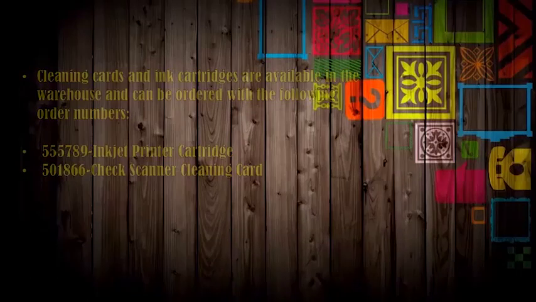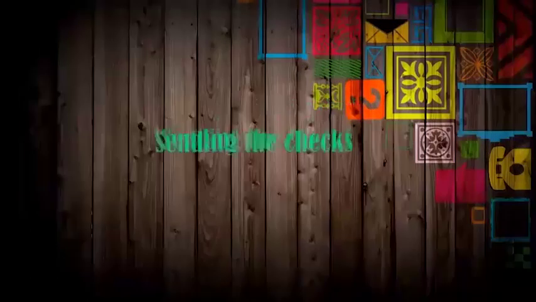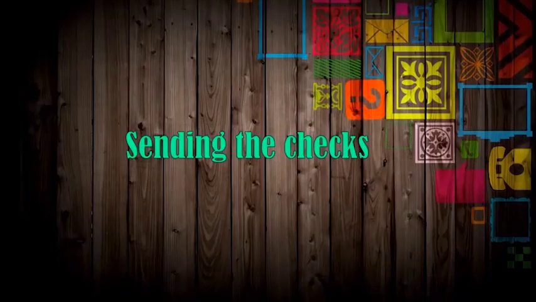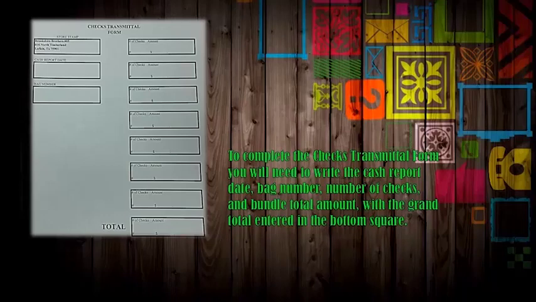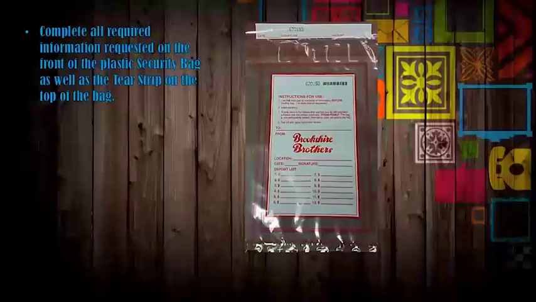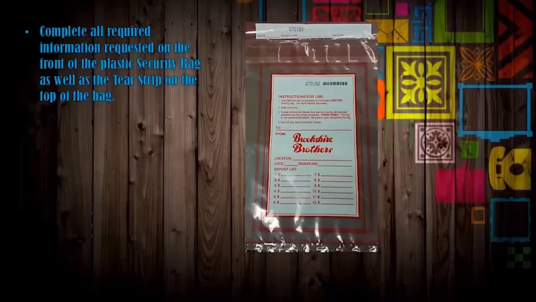501866. The following steps need to be used to properly send the checks to the corporate office. To complete the check transmittal form, you will need the cash report date, bag number, number of checks, and the bundle total amount, with the grand total entered in the bottom square. Complete all required information requested on the front of the plastic security bag, as well as the tear strip on the top of the bag.